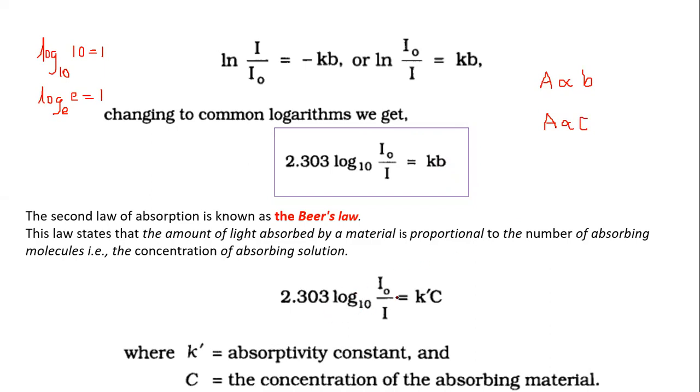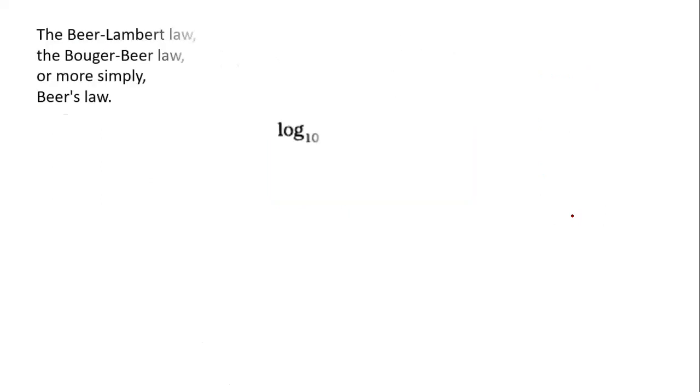Correct? So now if A is proportional to b and A is also proportional to C, can I not say that A is proportional to b and C? Yes, I can say this. So I can combine the two laws together to get a combined statement of the law and arrive at this equation.